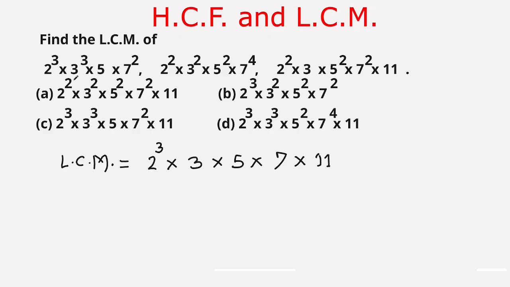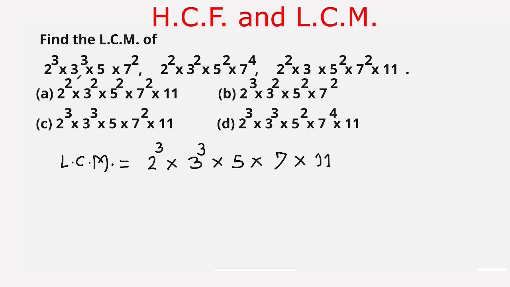Now next prime factor is 3. In the first number, 3 has the power 3. In second number, 3 has the power 2. And in third number, 3 has the power 1. So the highest power of 3 is 3. So we will take the highest power of 3 in our LCM. So we will write 3 to the power 3.